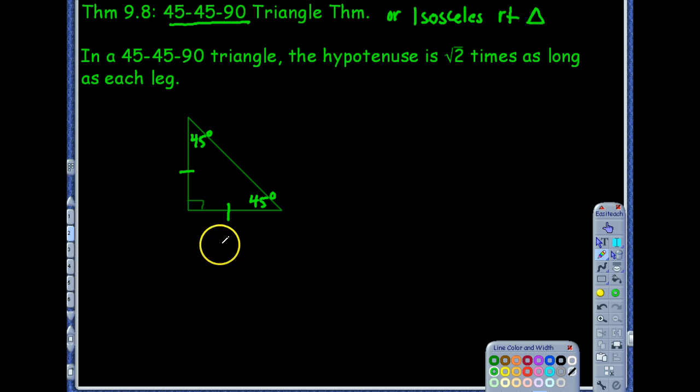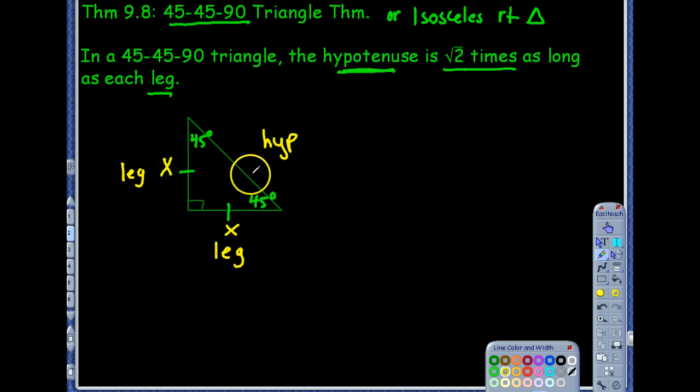Now, what are they saying? They're saying that the hypotenuse in this triangle is radical 2 times as long as each leg. And we know that each leg is the same length. So this is a leg, and this is the hypotenuse. If the leg was, let's say, x, both of them are going to be x, what's the hypotenuse going to be? It would be x radical 2.